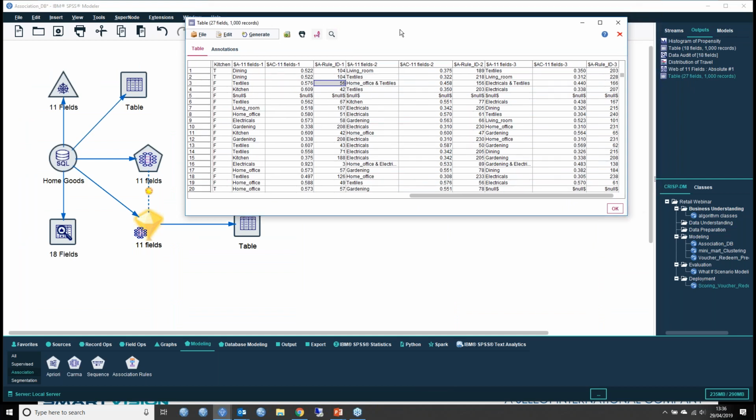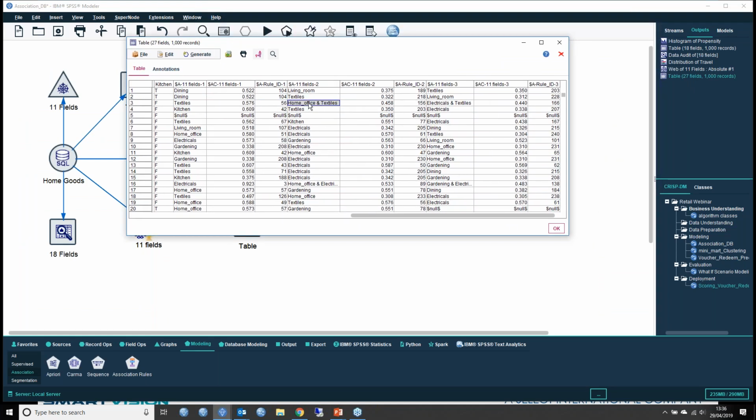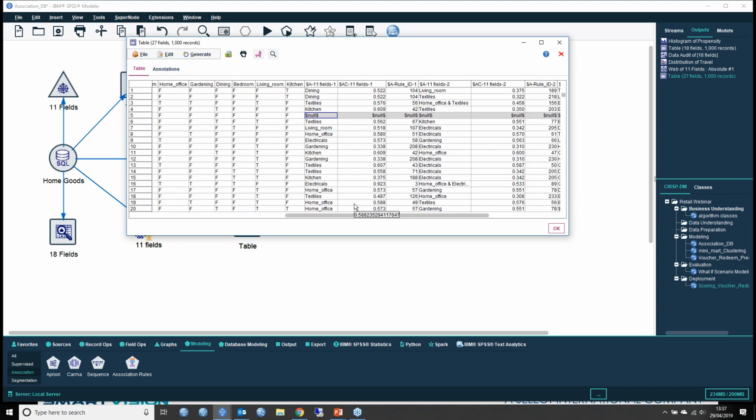And if for whatever reason we didn't want to use that prediction, we could say, okay, what else have you got? Well, we've got this other recommendation, which is home office and textiles. Or we've got another one here, which is electricals and textiles. So it can make multiple recommendations because it produces multiple overlapping rules. Sometimes you're going to get rows where there are no recommendations made, and that's simply because that customer's history doesn't contain enough purchases within it to fire a rule effectively.